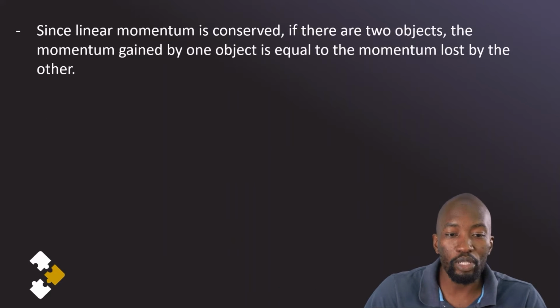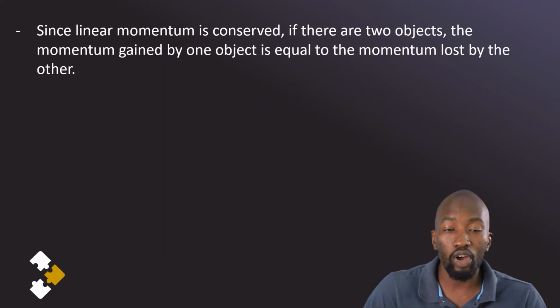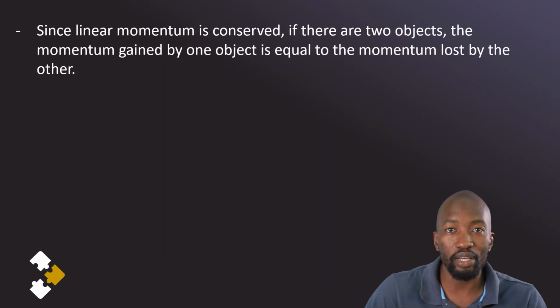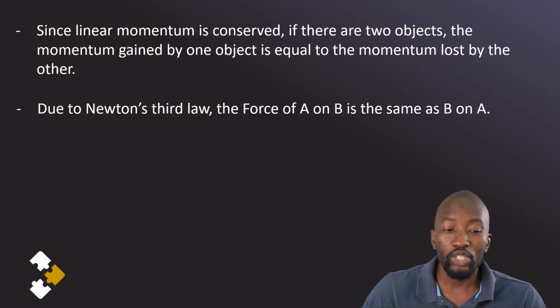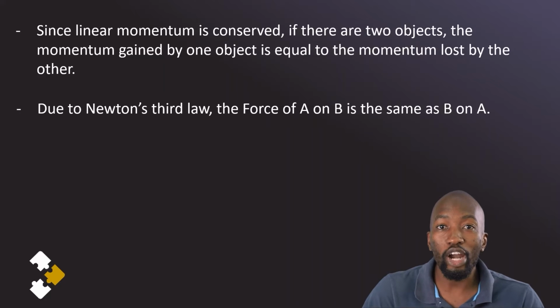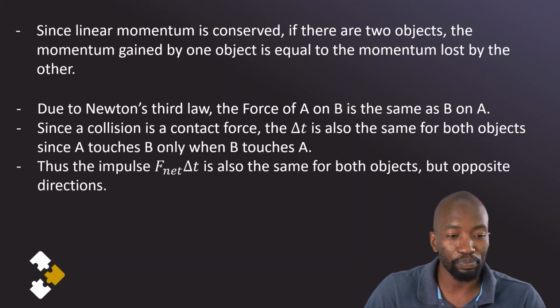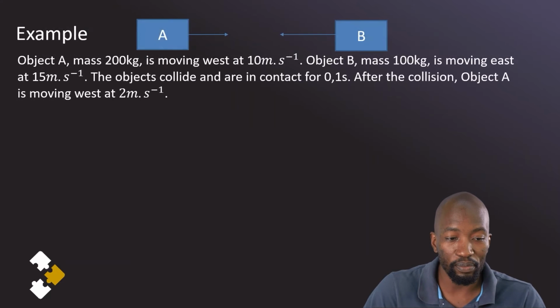Now, since linear momentum is conserved, if there are two objects, the momentum gained by one object is equal to the momentum lost by the other object. Remember, this is always a closed system. You cannot have momentum escaping. Due to Newton's third law, the force of A on B is the same as B on A. Since a collision is a contact force, the change in time is also the same for both objects, since A touches B only when B touches A. Thus, the impulse, or F net delta T, is also the same for both objects but in opposite directions.